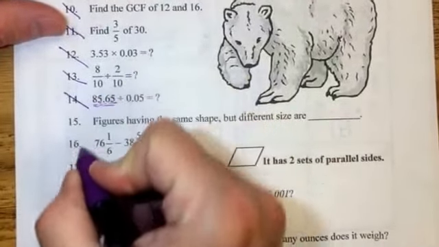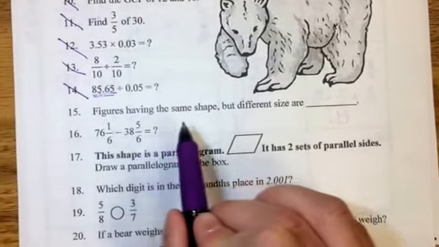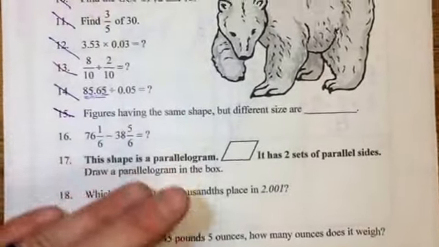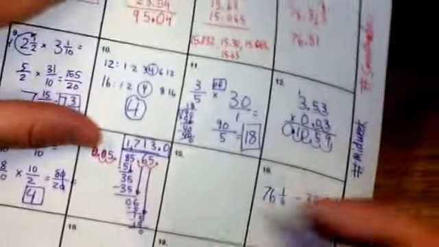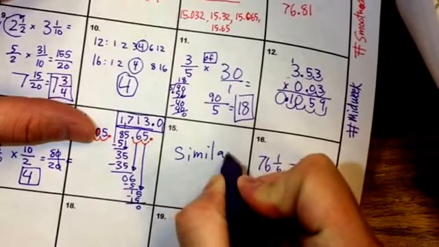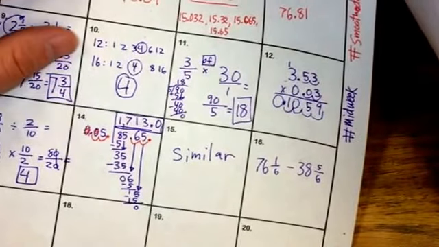In problem number 15, figures having the same shape but different sizes. If it is the same shape but it's a different size, that is called a similar shape. Similar. And remember, if they have the same shape but they're the exact same size, those are called congruent.